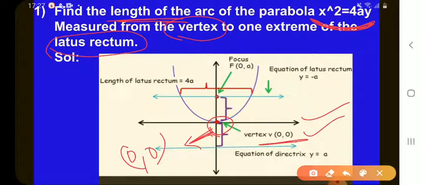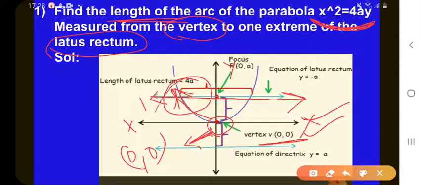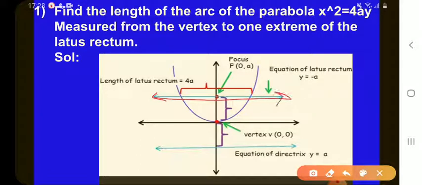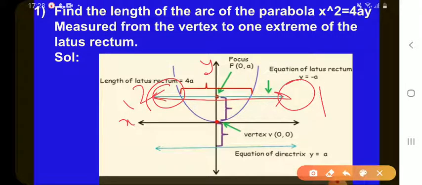From the vertex to one extreme of the latus rectum, where the latus rectum is this green line. It has two extremes. One is in the x y plane and the other one is in the x dash y plane. This is one, this is two. It has two latus rectums.